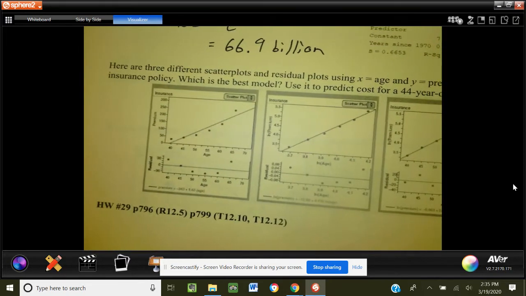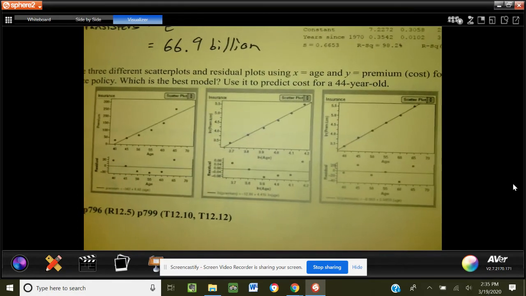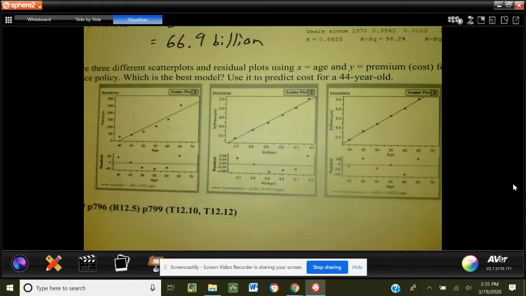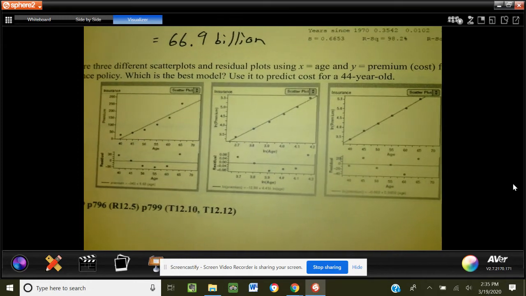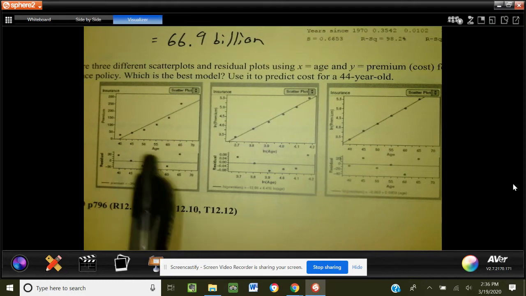Okay. All right. So one last little thing here. There are 3 different scatter plots down here and 3 different residual plots. So below each scatter plot, you see a residual plot. Here we're looking at an X value of age, and Y is the premium for the cost of a life insurance policy. Which is the best model to fit, and use it to predict the cost for a 44-year-old. Okay. All right. So here's just age versus premium.